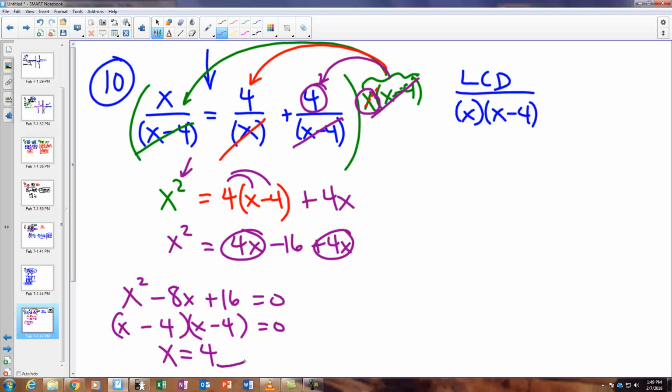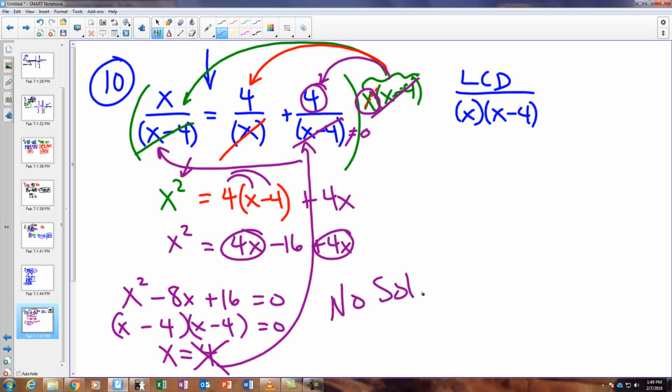But I have to check that back against the original problem. And if you look in both of these, if I used 4, 4 minus 4 would equal 0, which is not an okay thing. So I actually have to reject that answer. And because I don't have another answer left, I say that there's no solution. The only solution was a bad solution, so there's just no way around it.